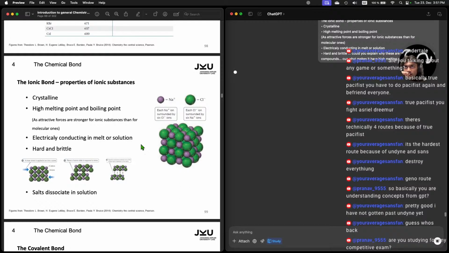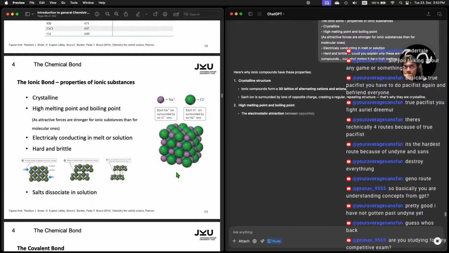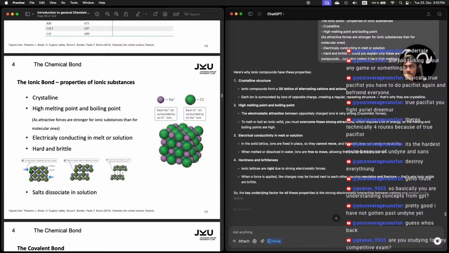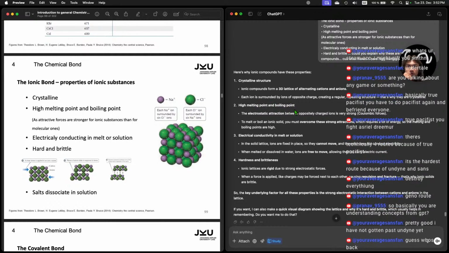So it's like a lattice. This would be chlorine, this would be sodium. Ionic compounds form a 3D lattice of alternating cations and anions. Each anion is surrounded by ions of opposite charge.